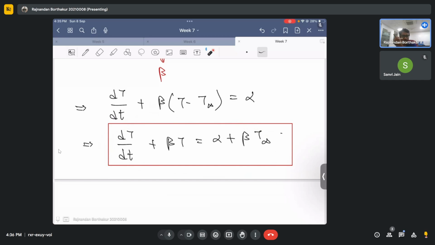See, it's a linear equation, as you can see, because alpha plus beta times T infinity is just a constant. We know everything. Beta is also a constant. So this is a linear equation, non-homogeneous of course, but it's a first order linear equation, right? So we know how to solve this, right? Do you remember something known as integrating factor and all those things? Have you learned this? Can you tell me?